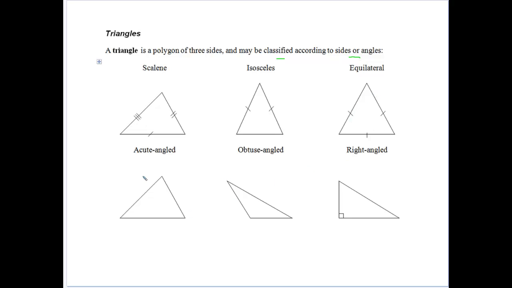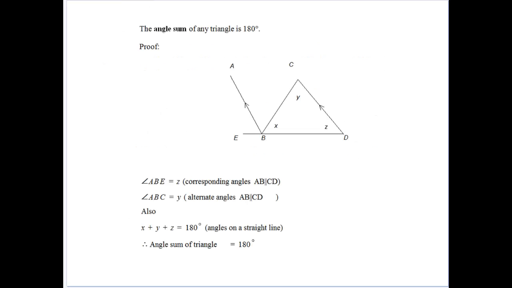Acute angled means that all three angles are less than 90 degrees because that's what an acute angle is. An obtuse angled triangle has one angle that is greater than 180 degrees, and a right angle triangle obviously has a right angle in there. And that's only going to have one in Euclidean geometry.